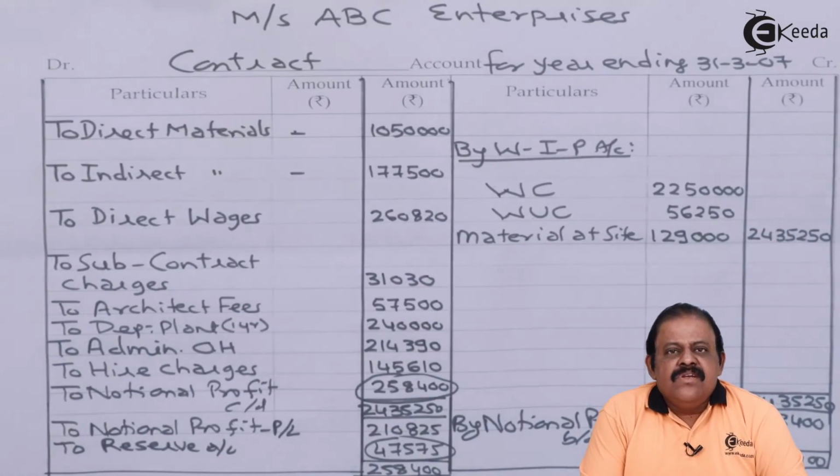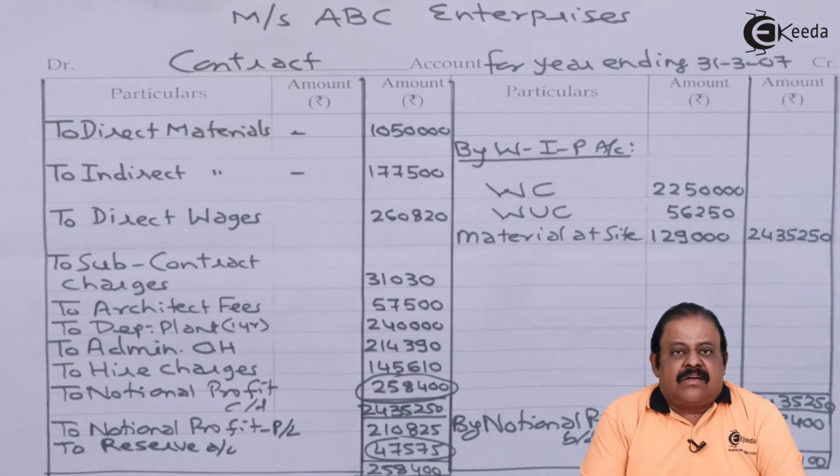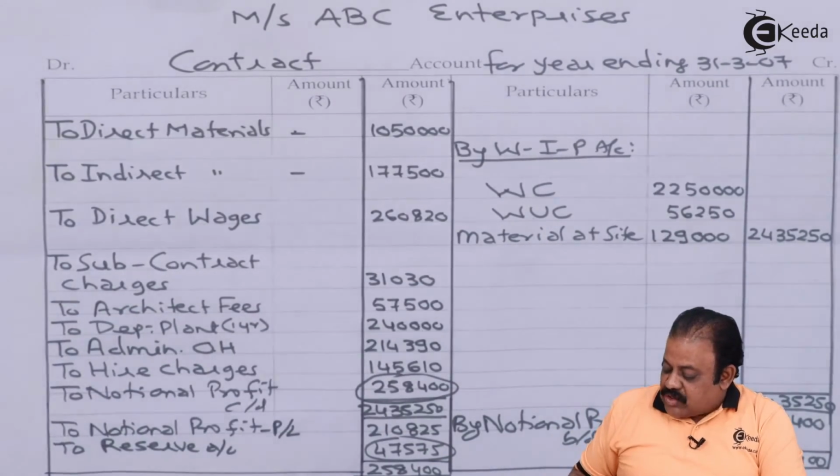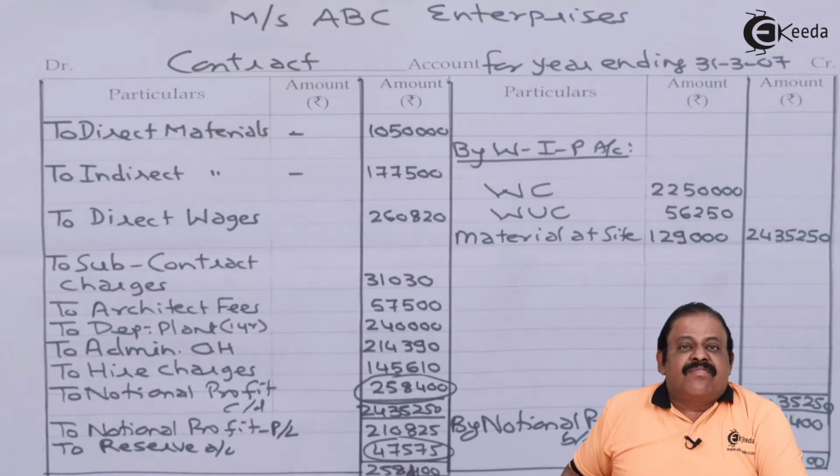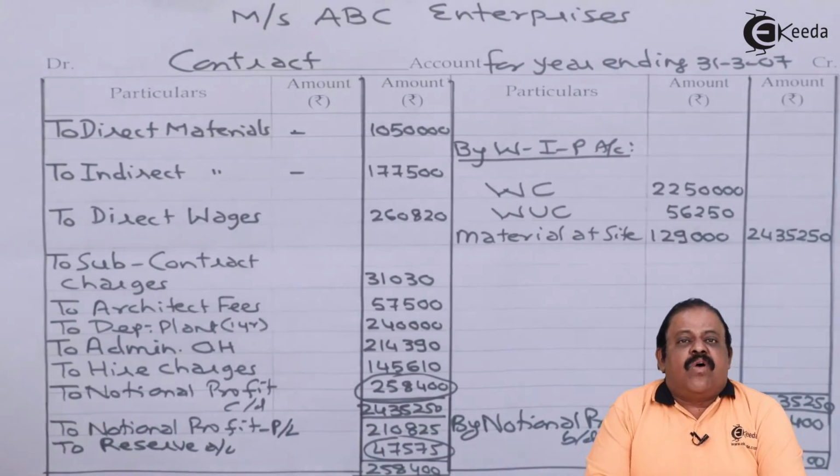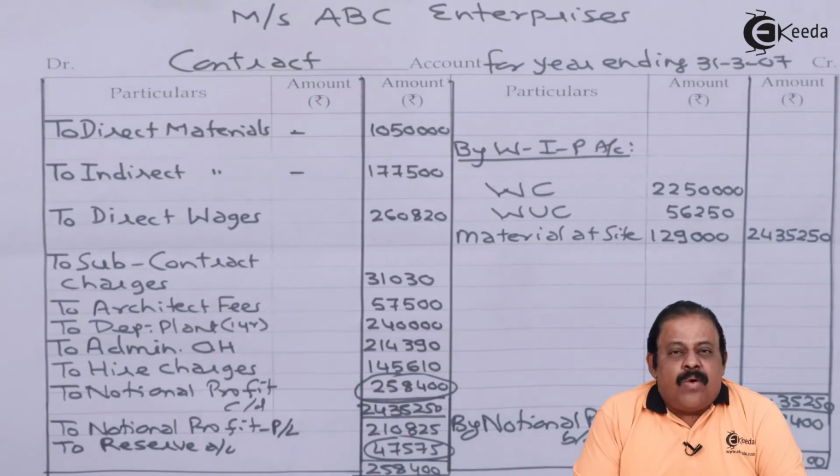47,575. So here the purpose of preparing the estimated contract account is to find out estimated profit, which will be divided using the formula given in the question, and that figure will be used to divide actual notional profit till the date of completion of the contract. This is what we have learned in this question.